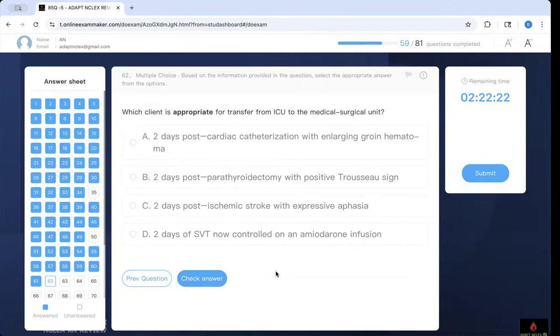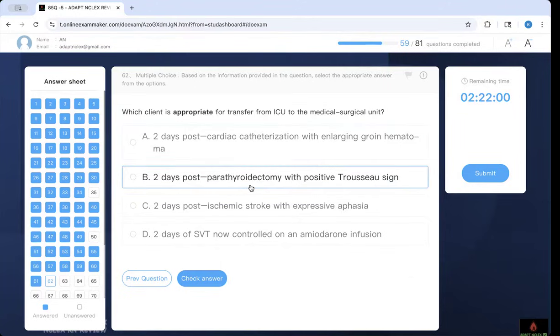And my client is appropriate for transfer. This is management of care. Management of care, this is a portion, I separate this one. Which client is appropriate for transfer from ICU to the medical surgical unit? Patient is 2 days post-op cardiac catheterization, right? And he has an enlarging groin hematoma. Should this patient go to the floor?